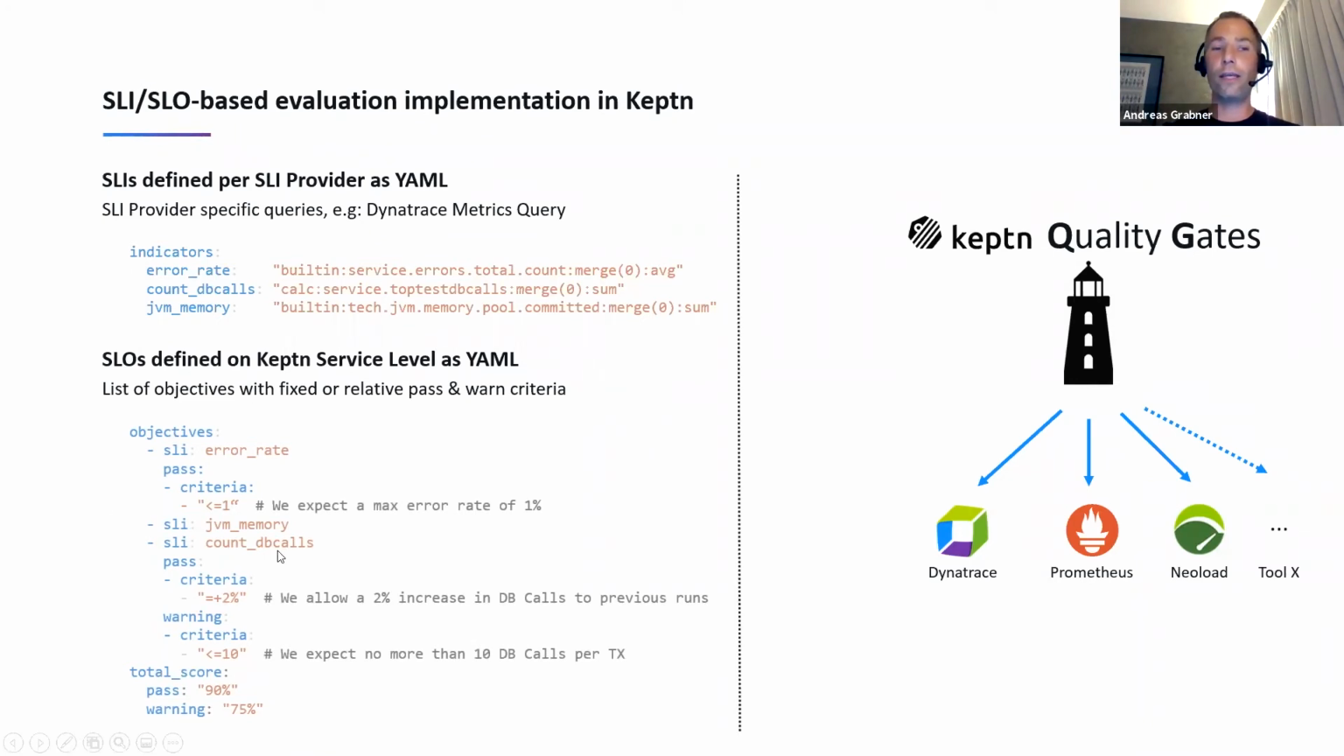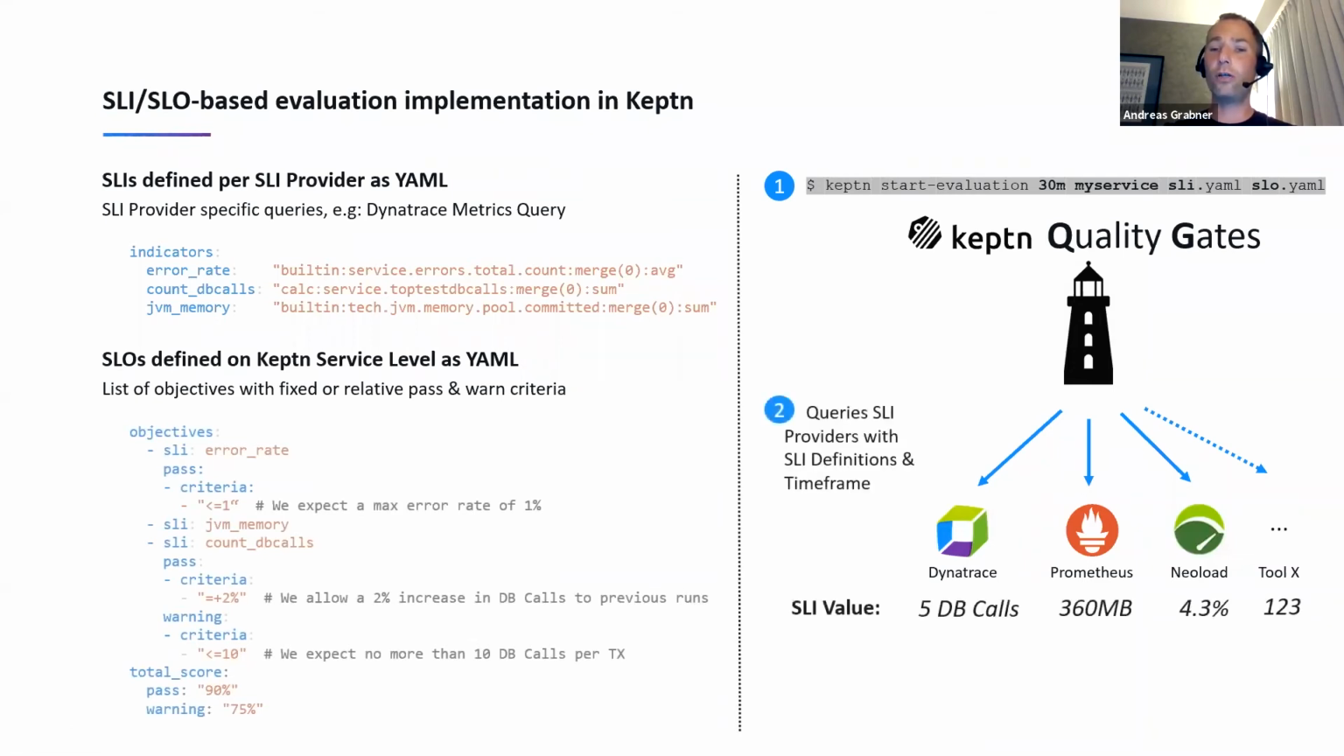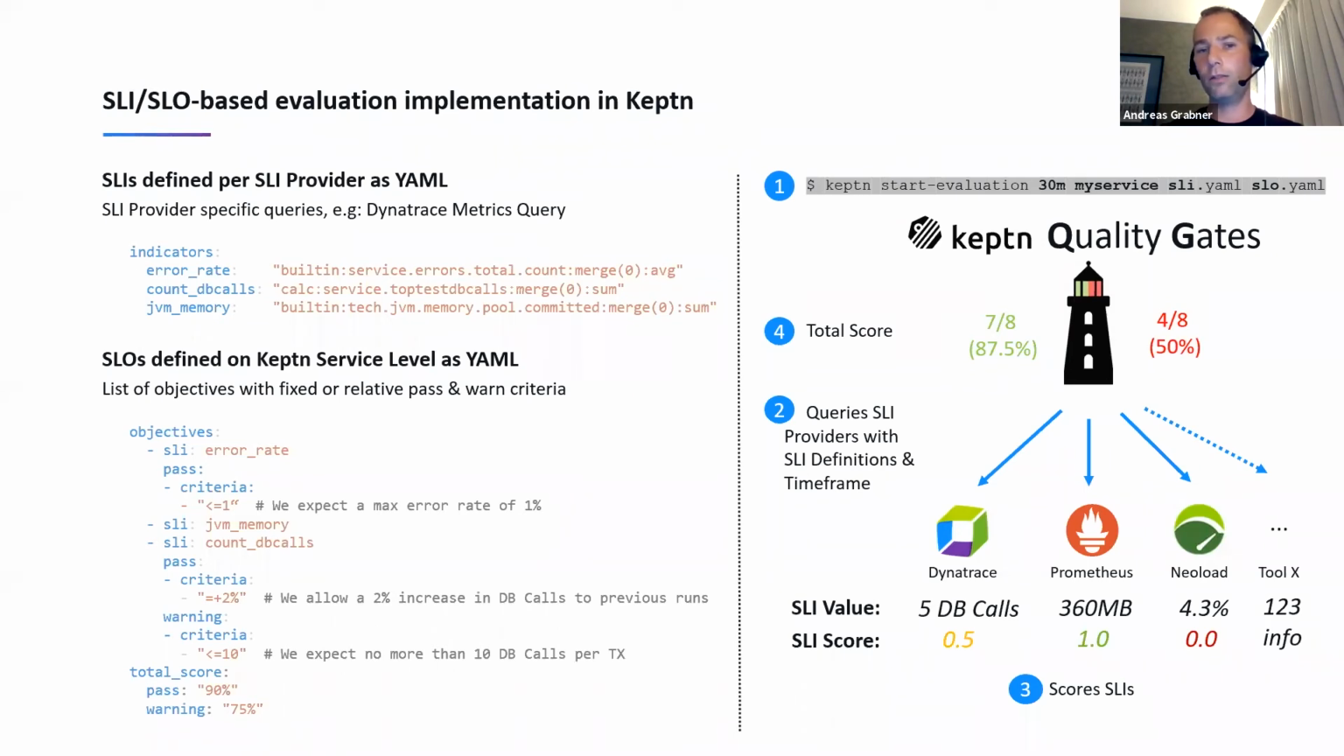And then you specify your SLO file where you have your objectives and your pass and your warning criteria. And if you then say, Captain, please do the evaluation, then Captain reaches out to these individual tools, sends an event and says, hey, I need these metrics from you in that time frame. Then these tools return it. Captain does the validation, scoring, and then comes up with a total score. And based on that, it then makes an automated decision, or gives you back a result between 0 and 100.